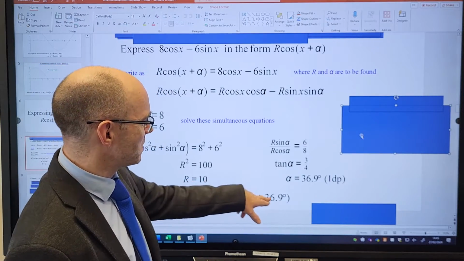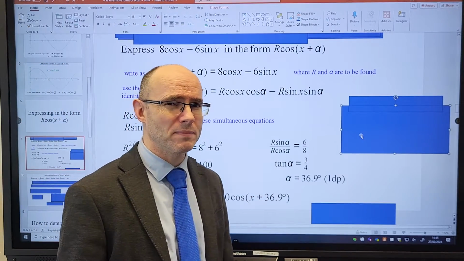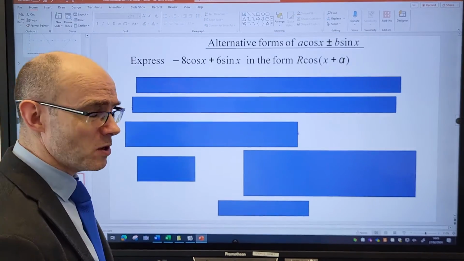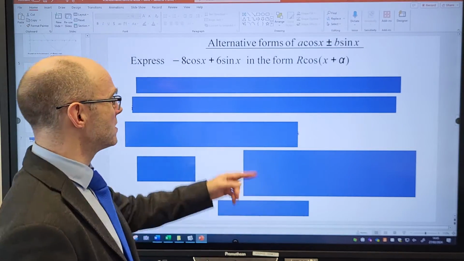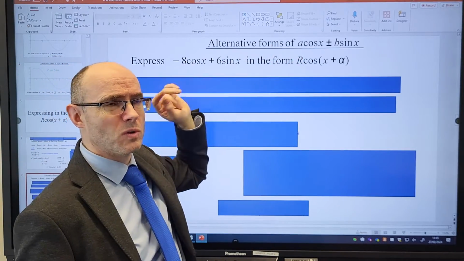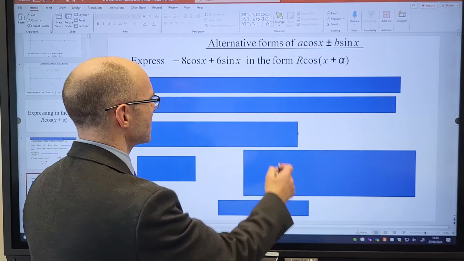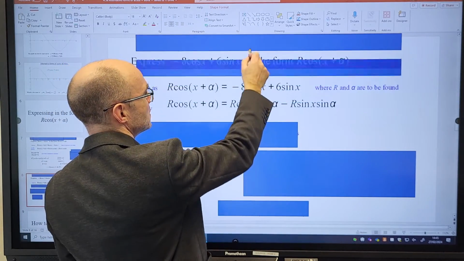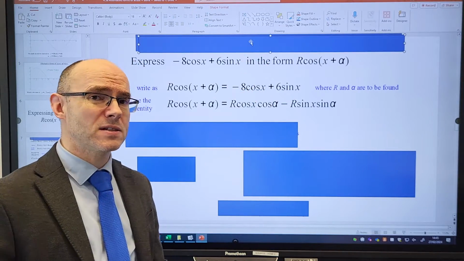10 cosine x plus 36.9 degrees. Okay, good. Right, next example. This one there. Notice how similar it is to the previous one. This one says negative 8 cos x plus 6 sin x, and you've got to write it in the form r cos x plus alpha. So the first step, as with before, you just want to write out the identity.